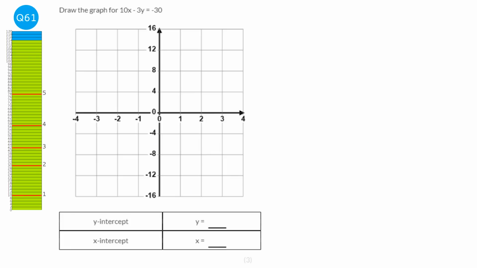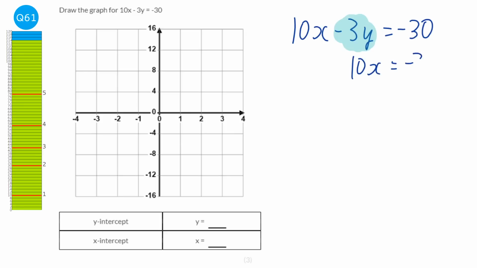There are a couple of different methods for drawing a graph, and we're going to do the cover-up method. So I'm going to start just by writing out the equation. And what I'm going to do is completely cover up, with a little highlighter maybe, the minus 3y. I'm just going to cover up the y term. And so what that leaves me with is 10x equals minus 30.